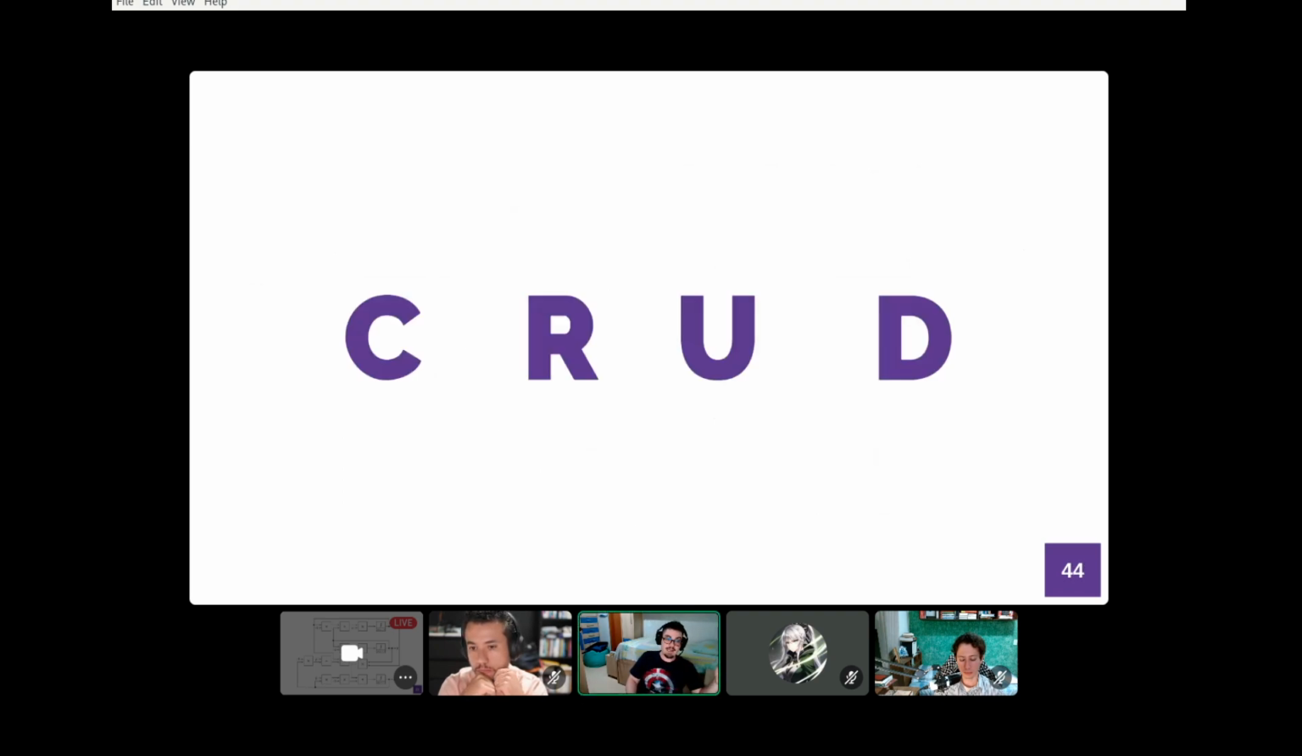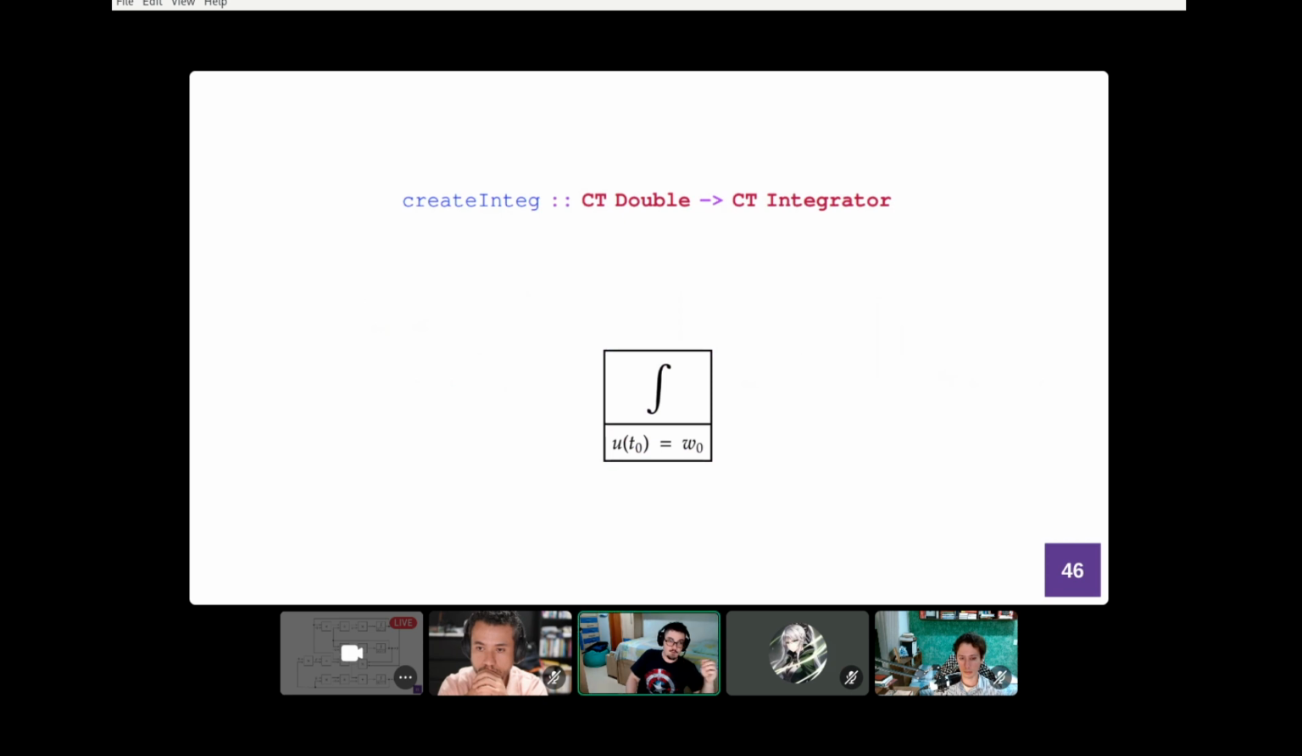Now we're going to make an interface to manipulate these integrators because we have them, but how are we going to use them? So we inspired ourselves using something from the database environment called CRUD, and that stands for create, read, update, delete. So for each one of those, I'm going to create a function aside from the deletion, because we have garbage collection in Haskell, which means that we gain that for free. So the createInteg function creates an integrator.